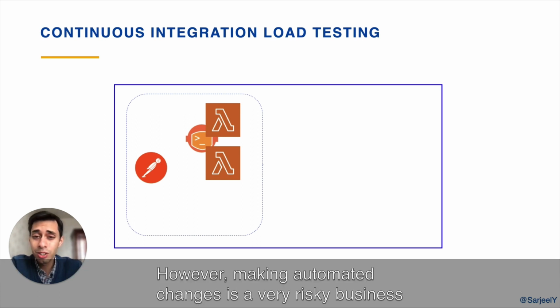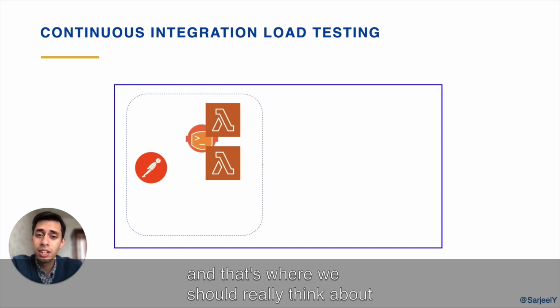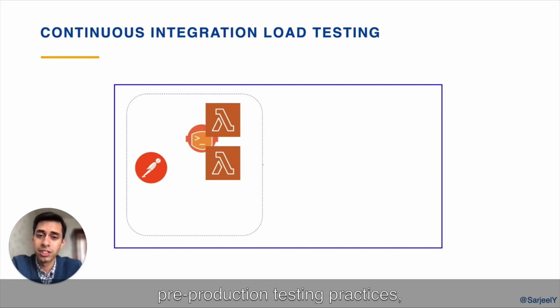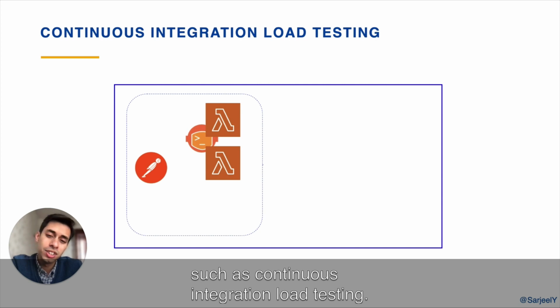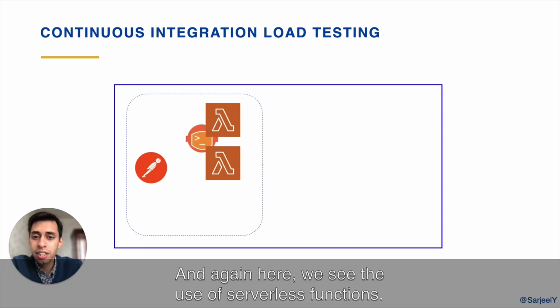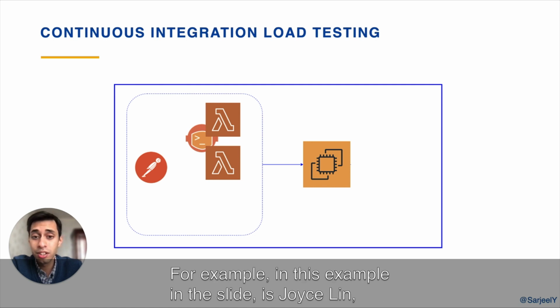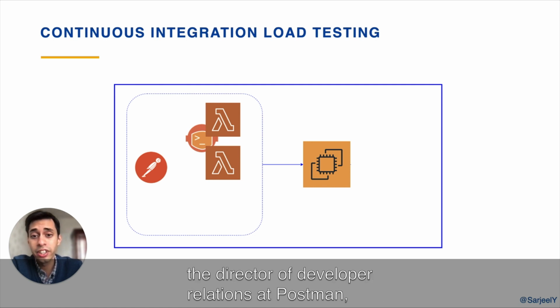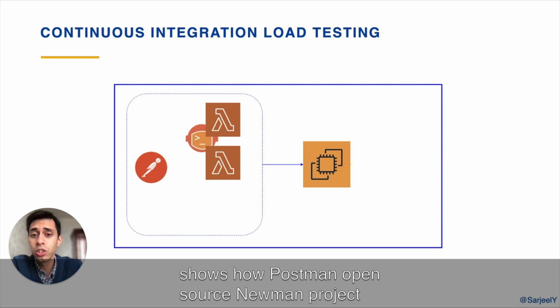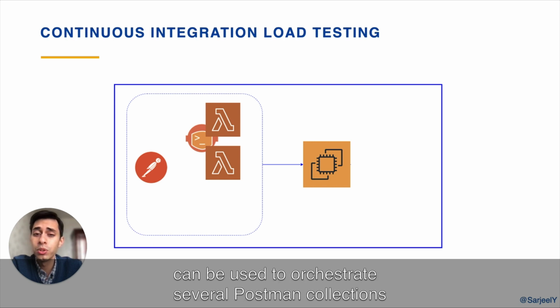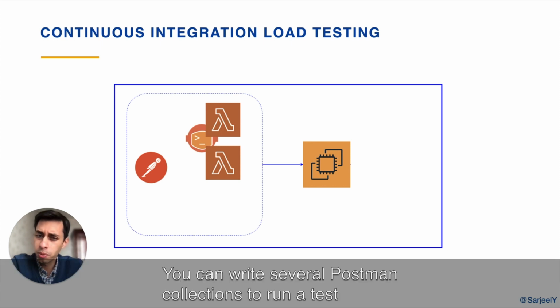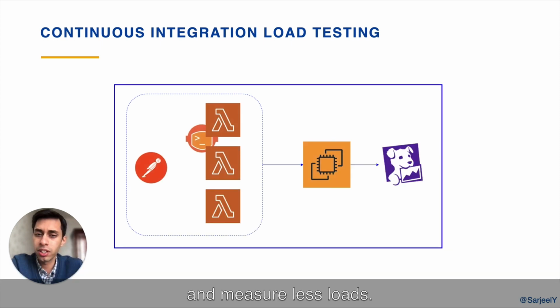However, making automated changes is a very risky business, and that's where we should really think about pre-production testing practices, such as continuous integration load testing. Right, and again here we see the use of serverless functions. For example, in this example in the slide, Joyce Lynn, the director of developer relations at Postman, shows how Postman open source Newman project can be used to orchestrate several Postman collections in parallel. You can write several Postman collections to run and test and measure the SLOs.